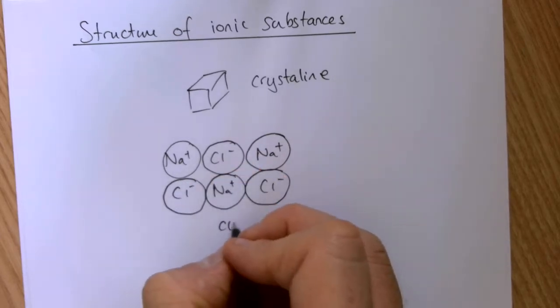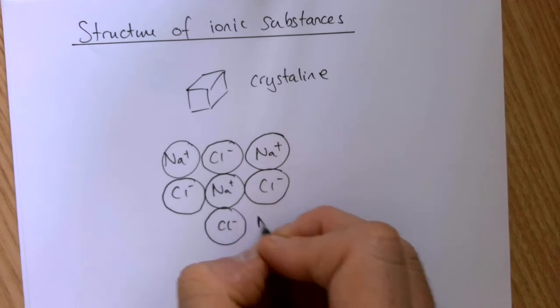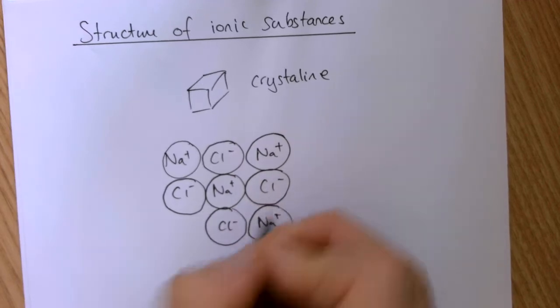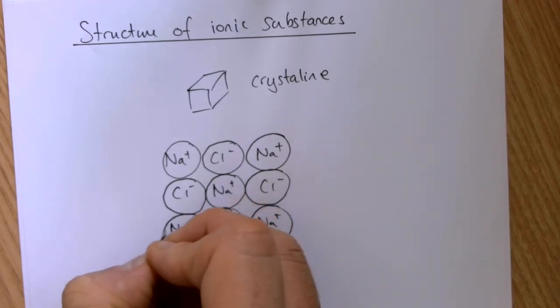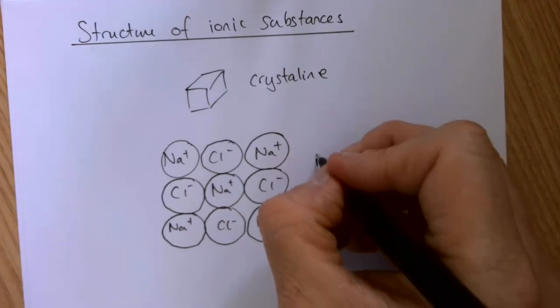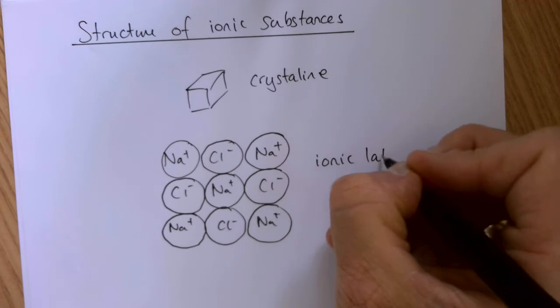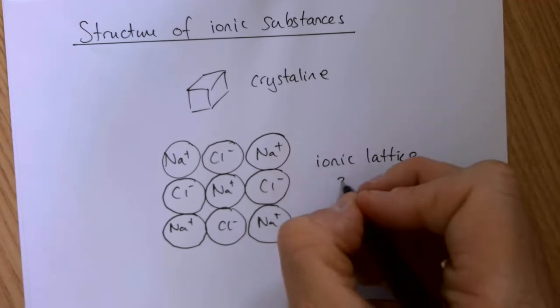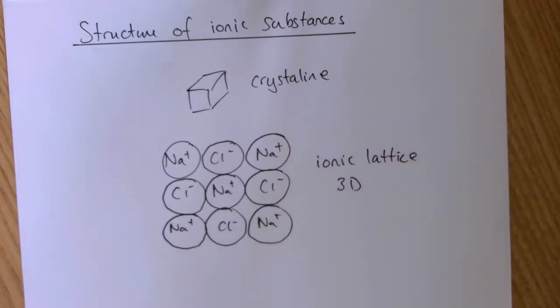Now I'm drawing this in 2 dimensions, but the cube above it should try and remind us that it is actually a 3-dimensional structure. So we describe this as an ionic lattice. It's a regularly repeating structure, and it should be in 3 dimensions.